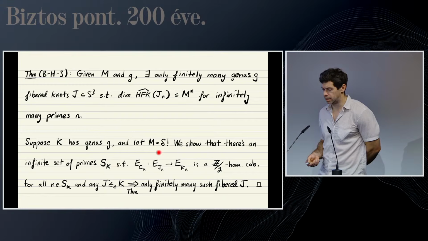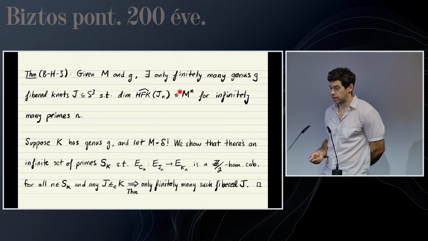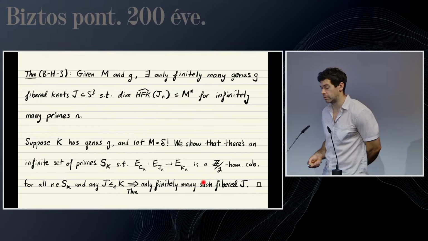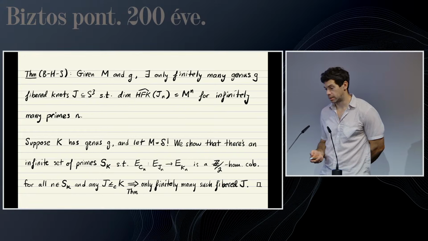Because the theorem here says that the knot Floer homology of the lift of J is bounded by m to the n, for infinitely many primes. And the theorem here says that there can be only finitely many fibered knots of each genus satisfying that. And the genus of J is constrained by that of K. So that tells us in the end that we only have finitely many fibered ribbon predecessors of K. Okay. So that's the idea.